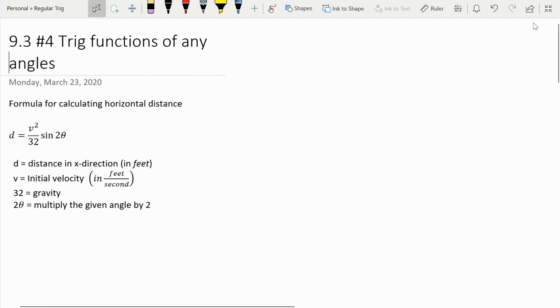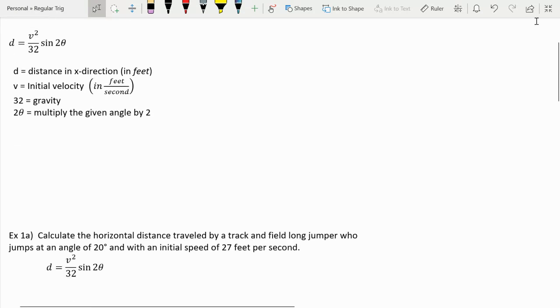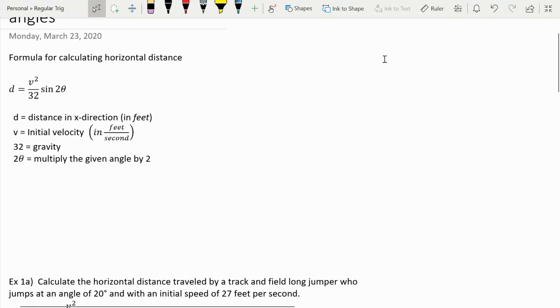All right, guys. So here's the last section of 9.3. What we're going to be doing here is using this formula to calculate the horizontal distance.